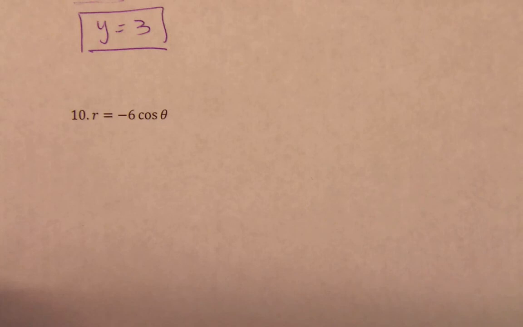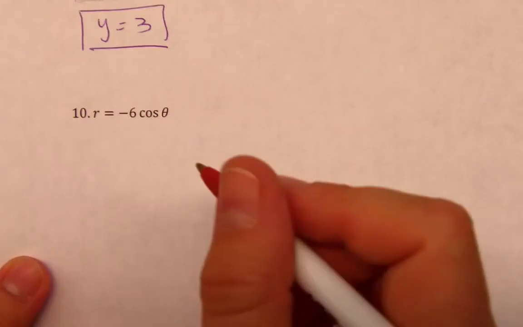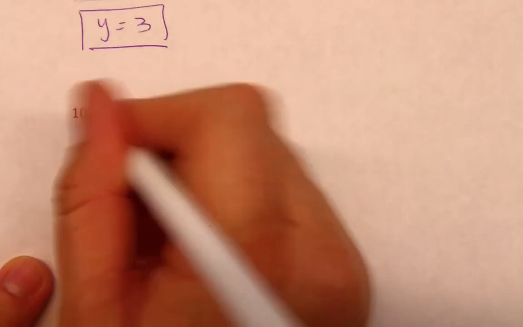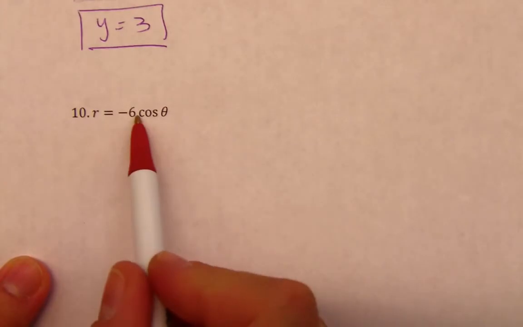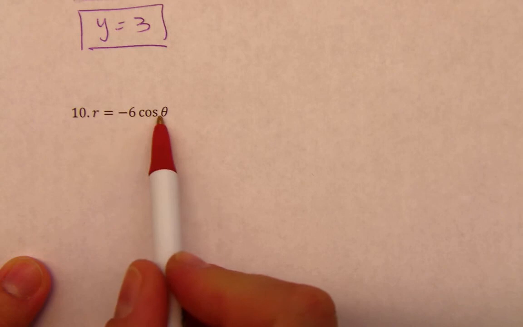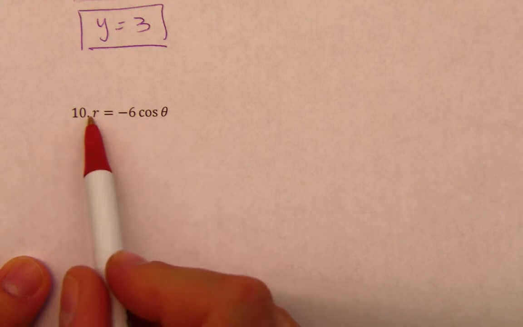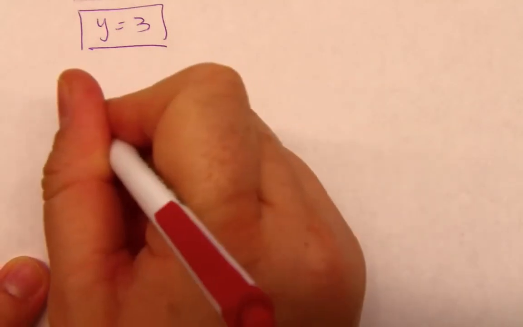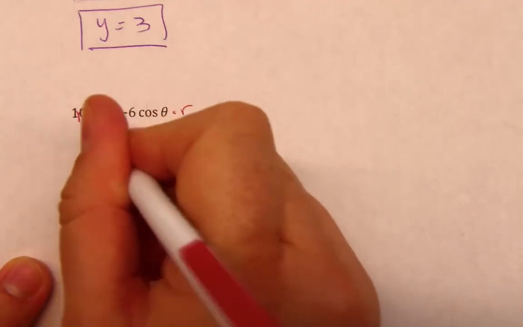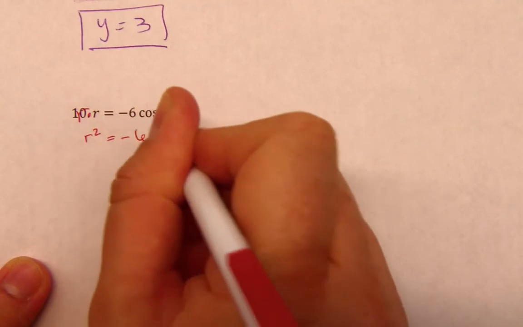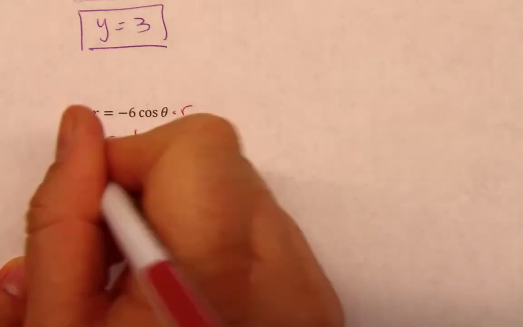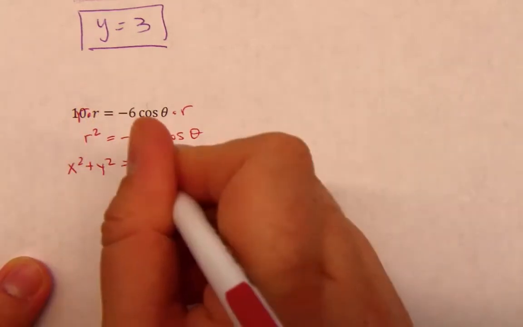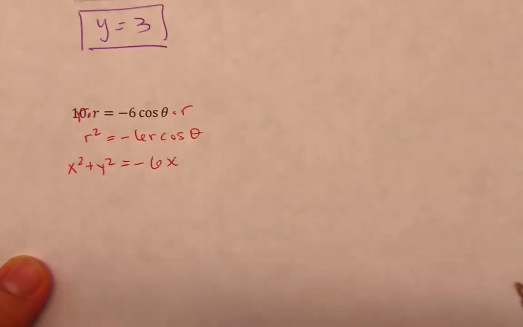Let's look at this next example here. We have r equals negative 6 cosine theta. I'm going to try multiplying by r on both sides, because if I have an r right here, then I can turn that into an x. If I have r squared here, I can turn that into x squared plus y squared. So I'm going to multiply by r. So r squared equals negative 6r cosine theta, and r squared becomes x squared plus y squared equals negative 6, and that becomes an x.